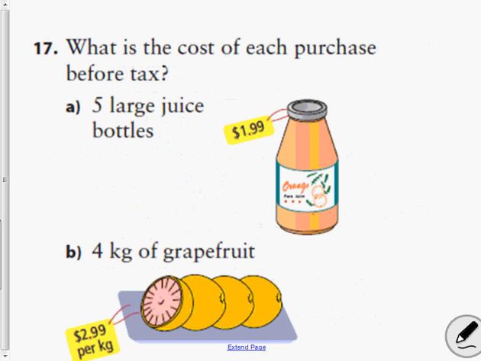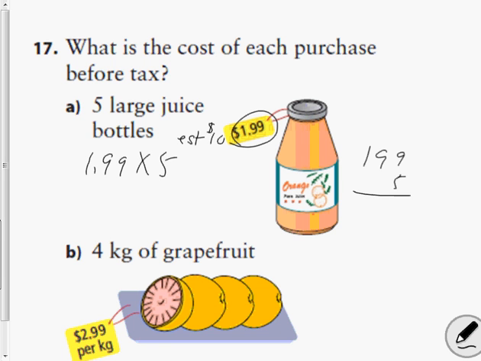Question 17. What is the cost of each purchase before tax? So here, I'm really multiplying 1.99 by 5. So my estimation will be $10. My calculation, when I drop my decimals, will be 995. And the only place I can put my decimal to make it close to my estimation is right there. So the answer is $9.95.